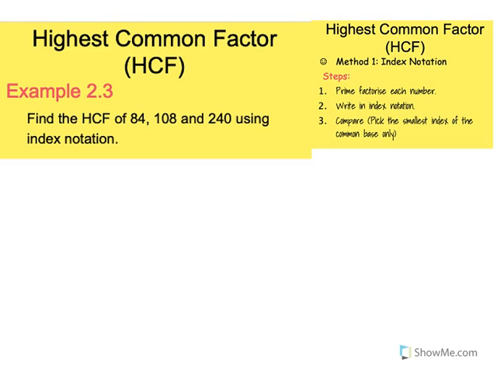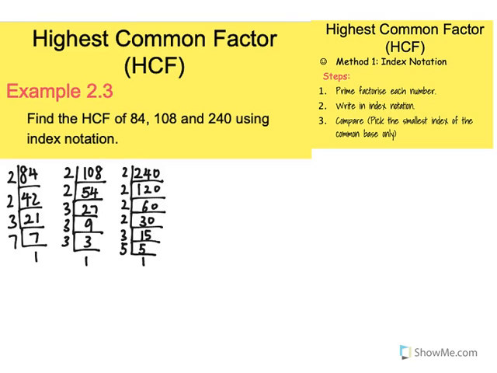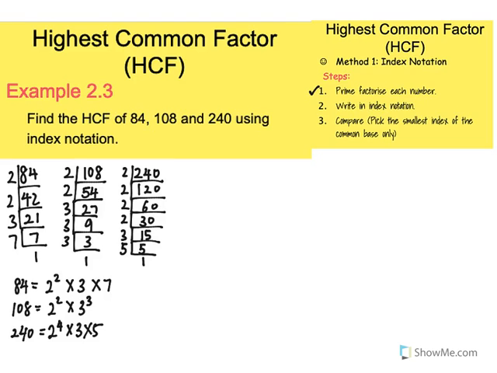The first 2 steps are to prime factorize each number, and then write them in index notation. So let's quickly do these 2 first. Alright, what we've done right now is step 1, which is the prime factorization of each number. Now we're going to write them all in index notation. So we have already completed step 1 and step 2, index notation.